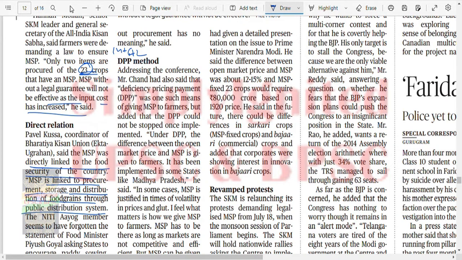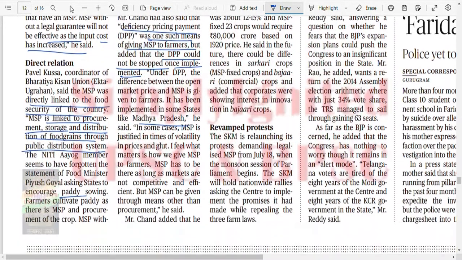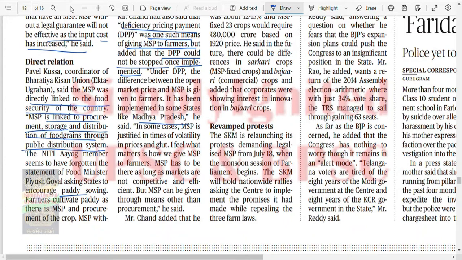Addressing the conference, Mr. Chand has also said that the efficiency pricing system was one such means of giving MSP to farmers, but added that it could not be stopped once implemented. Under DPP, the difference between the open market price and MSP is given to farmers. It has been implemented in some states like Madhya Pradesh. He said that in some cases MSP is justified in time of volatility in price and glut. I feel that what matters is how we give MSP to farmers.